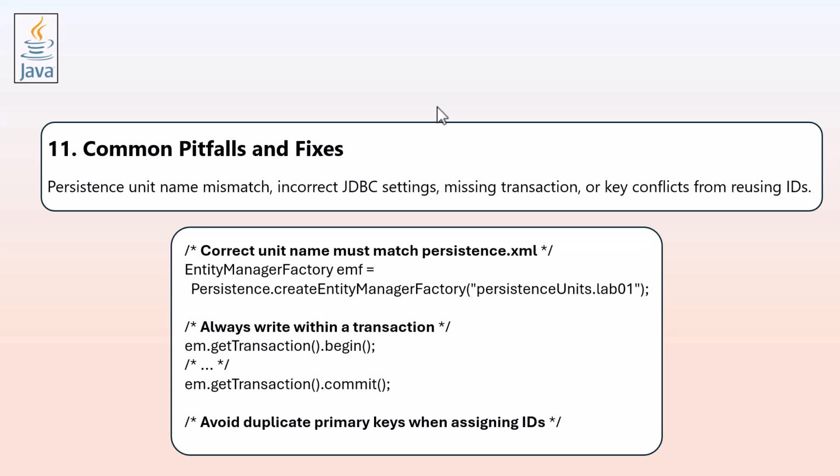Recreating the schema each run is fine for learning but will wipe data. Switch to a different strategy when you need persistence across runs. Since identifiers are assigned manually here, reusing the same identifier will cause primary key conflicts.